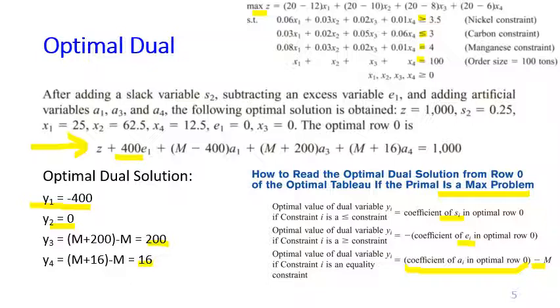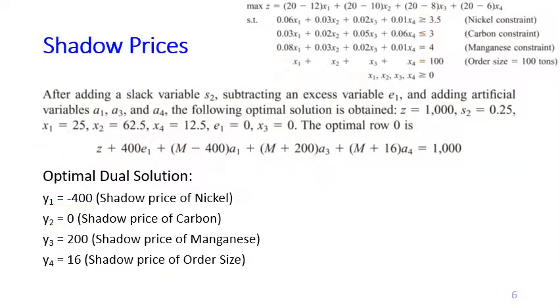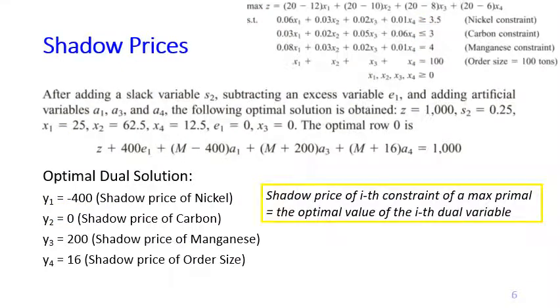So we have obtained the optimal dual solution. Based on the optimal dual solution, we know that for a maximization problem, the shadow price of the ith constraint equals the optimal value of the ith dual variable. So we have obtained the shadow prices of nickel, carbon, manganese, and order size.